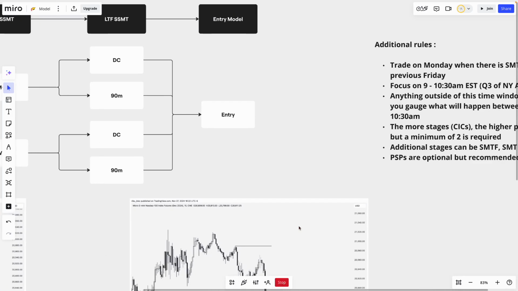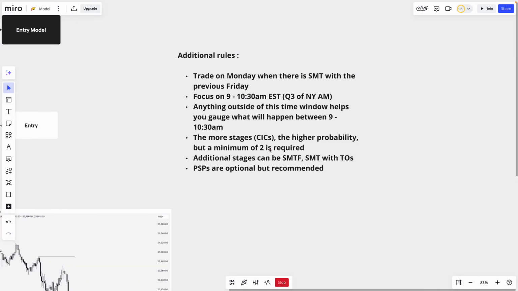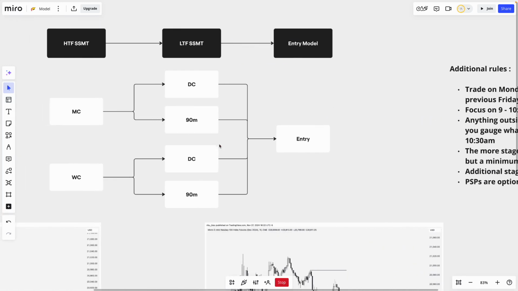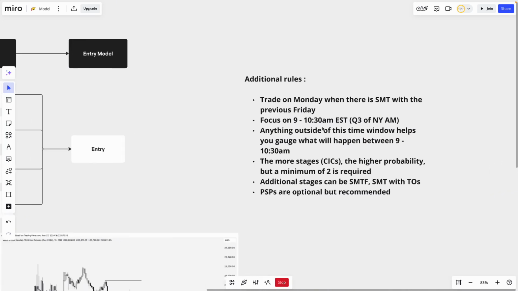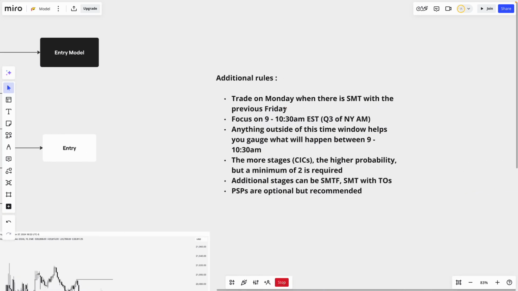Some additional rules. We'll only be looking to trade on Monday when there is SMT with the previous Friday. So that means that we'll have a high time frame sequential SMT. If we have no sequential SMT between Friday and Monday, we won't be expecting an expansive day, and therefore we'll just step away from the charts and it'll be a no trade day.